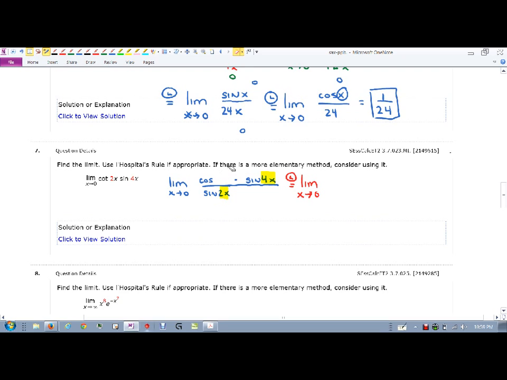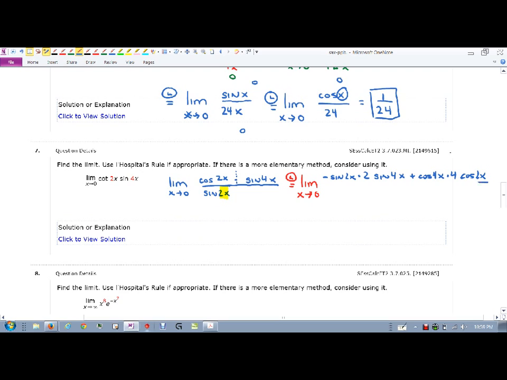Oops, I didn't mean to do that. The numerator is a product, so when I take the derivative, I have to do the product rule. The derivative of cosine 2x is negative sine 2x, chain rule, times 2, then times the second one, sine 4x. And then plus the derivative of the other one: the derivative of sine 4x is cosine 4x times 4, and then times the first one, which is cosine 2x.